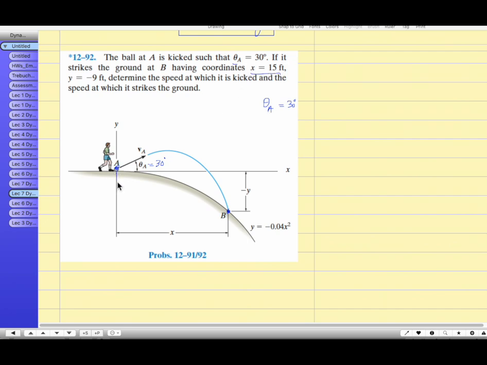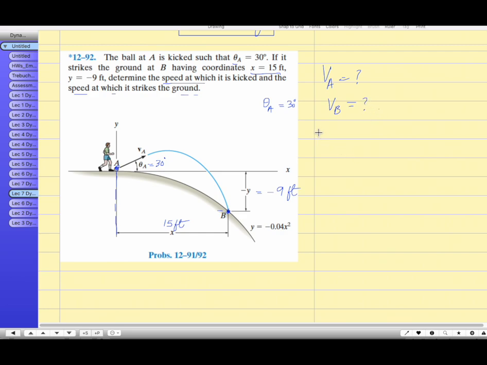x from this location, look, this is the location, the point. I have to extend this downwards, so x equals 15 feet from the origin. And how far below is this point? This point is about 9 feet below. We say 9, -9, because it is below the datum line. You know, below the x-axis is negative y, above the x-axis is positive y. We already know this. So you have to determine the speed at which it is kicked and the speed at which it hits the ground. So we have to find out the initial speed VA, and we have to find out VB.